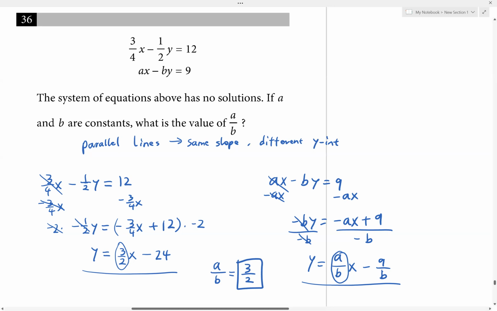Right, so the y-intercept, if we solve for b, we actually won't be able to solve for b, but we pretty much know the y-intercept should be different. Okay, but here we actually can't really solve for b. We don't have to, but we know the slope had to match for this one. So the parallel lines have the same slope, so we know a over b should be 3 over 2, and that's it for this question.